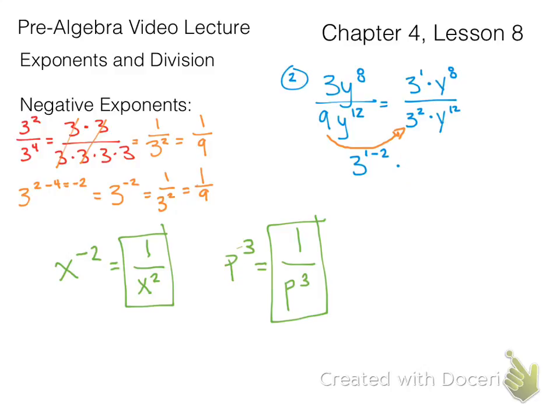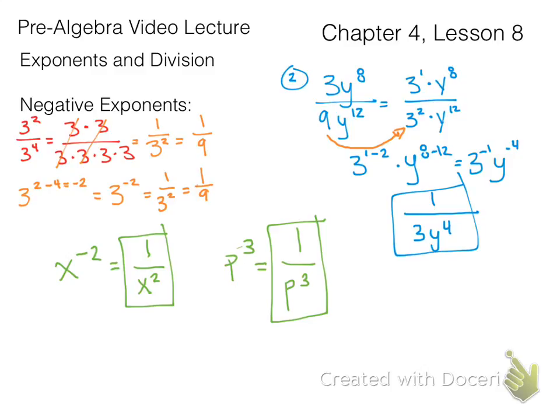Now I have 3 to the 1 minus 2. Well, 3 to the 1 minus 2 is negative 1. And y to the 8 minus 12, it's very hard to say, trust me, is going to give us negative 4. So now we have 3 to the negative 1 times y to the negative 4th. Both of those negatives are going to sink the 3 and the y down beneath the fraction bar. But since there's nothing else that floats to the top because it doesn't have a positive exponent, we just leave it as a 1. Okay? So there we go.